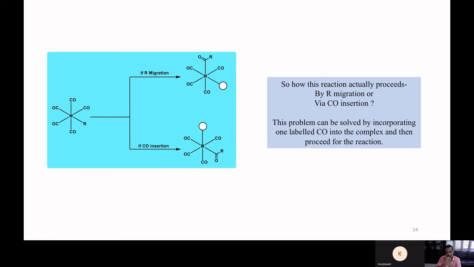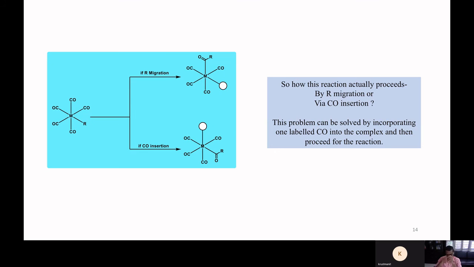Now, I think it's very difficult to design an experiment which would be able to tell us whether R is migrating or CO is inserting. Which is moving? R is moving or CO is moving? R would be migration, CO would be insertion. If CO moves, that would be insertion. R is migrating either to the carbon or oxygen, or of course to the carbon, of the carbon monoxide. Now, which is happening? How can one prove that?